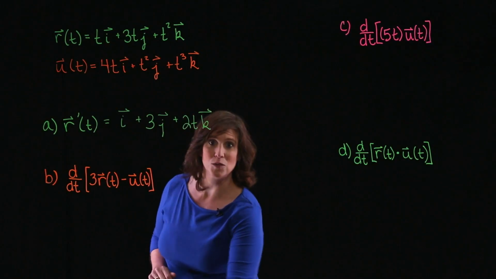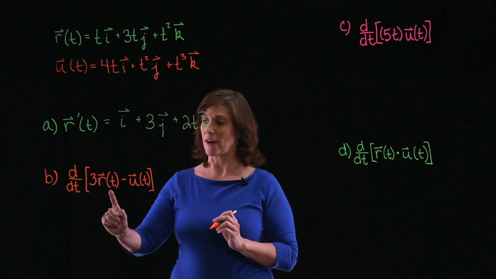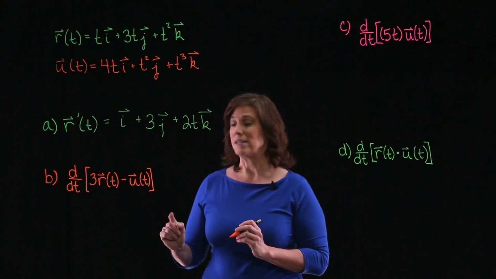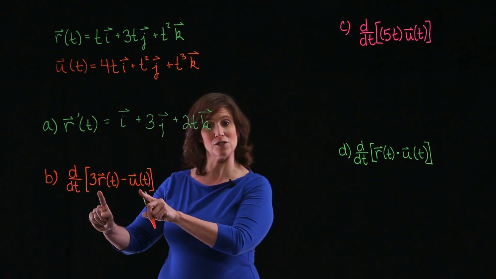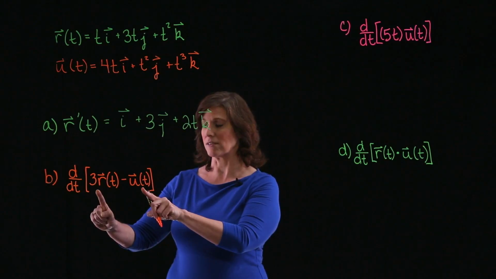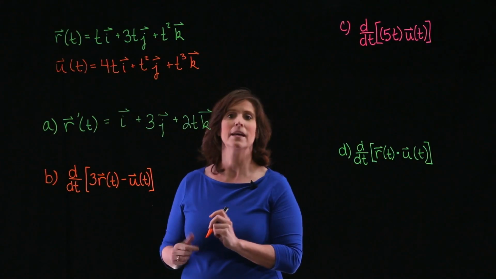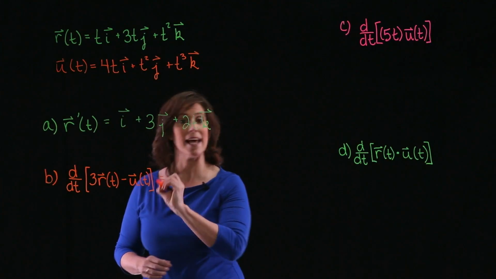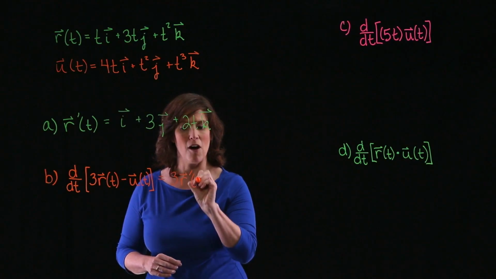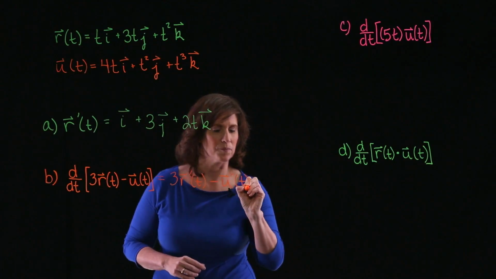So now let's move on to one that's a little bit more complicated. I want to take the derivative of 3 times my vector function r minus the vector function u. Using my properties, I know that if I take the derivative of two pieces that are subtracted, I can take the derivative of each one individually and then combine the answers. This first one is a constant multiple, so I can pull the constant out. In other words, this is equal to 3 times the derivative of my function r minus the derivative of my function u.